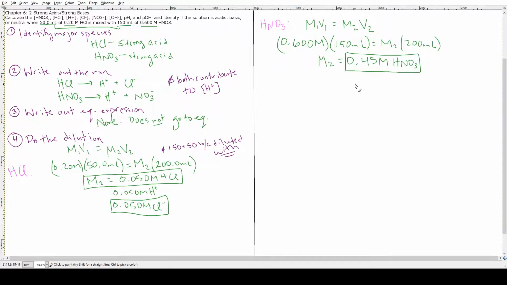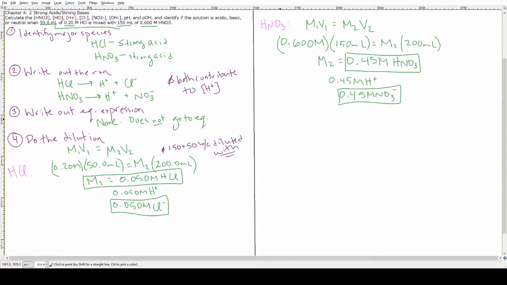Now I'm going to split this off into my hydrogen and my nitrates. This is also 1 to 1, so I have 0.45 molarity hydrogen. Not boxing it yet because I still have hydrogens over here at the bottom. And then I have 0.45 molarity NO3 minus. Great, so I'll box that.